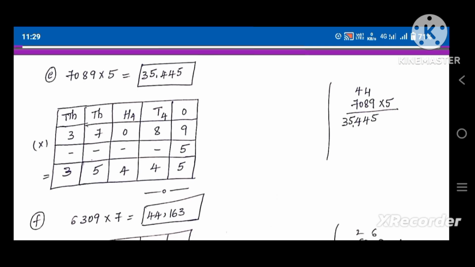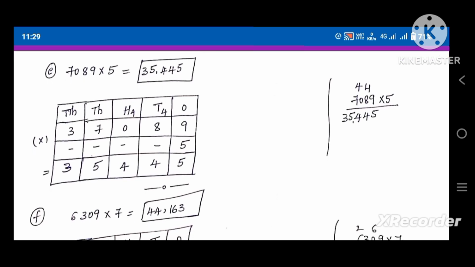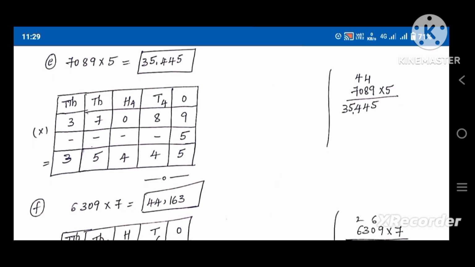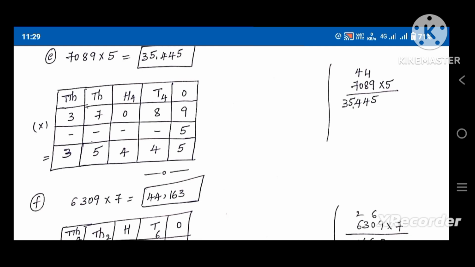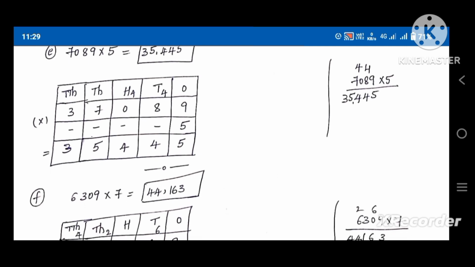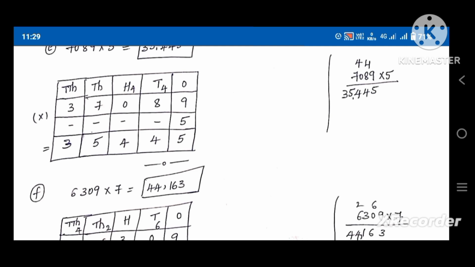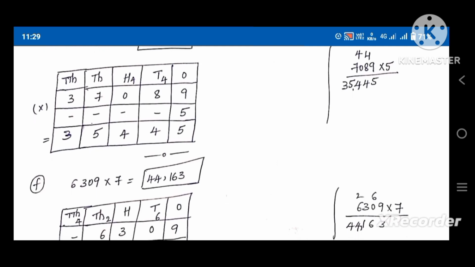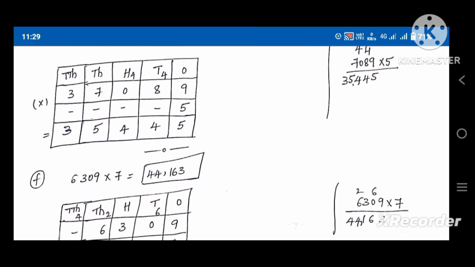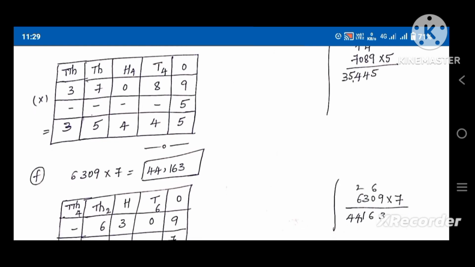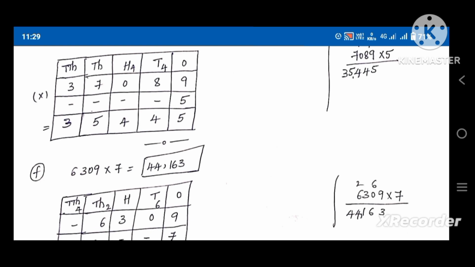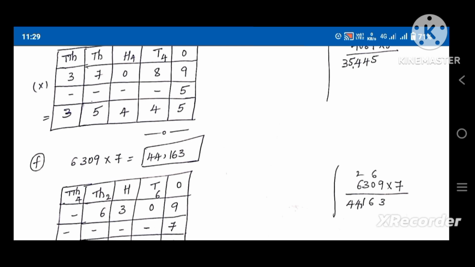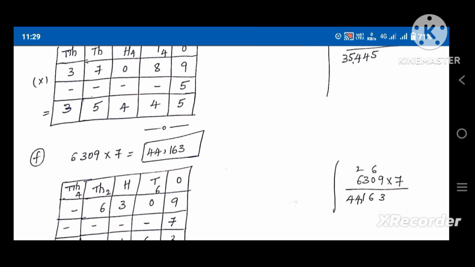Number is 7089 into 5. We multiply the digits by 5. 5 nines are 45. Put 5 and 4 carry. 5 eights are 40. 40 plus 4, 44. 4 carry. 5 zeros are 0 plus 4, 4. 5 sevens are 35. 3 carry. 3 is in 10,000. Answer is 35,445. Question number F.